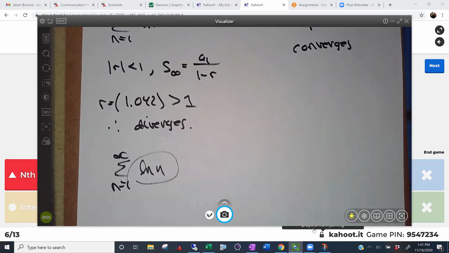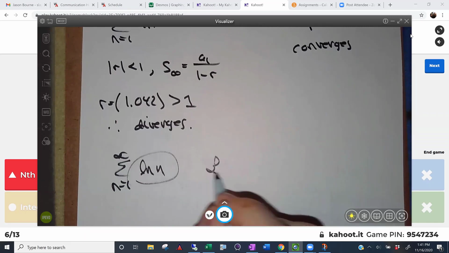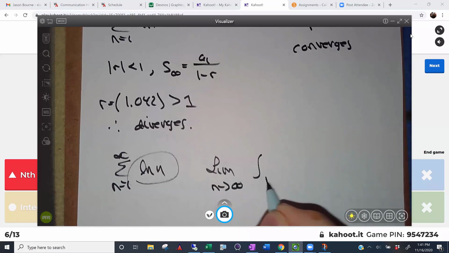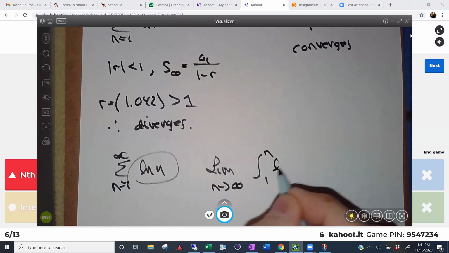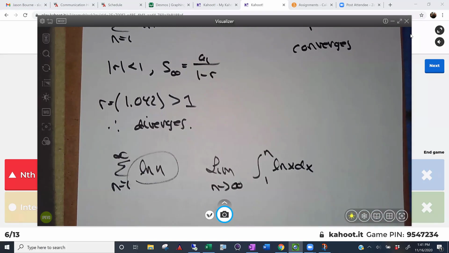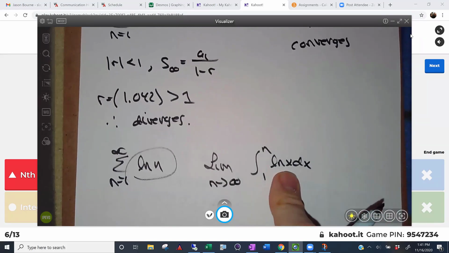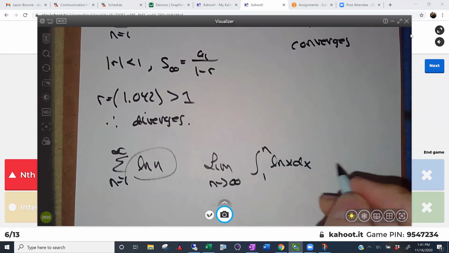I don't think most of you are going to take the time on the integral test to do an integration by parts and deal with an improper integral, because you'd have to take the limit as n approaches infinity of the integral from 1 to n of ln of x dx, and then integrate by parts and then do it. That's a lot of work. I don't see many of you guys actually doing all that stuff.